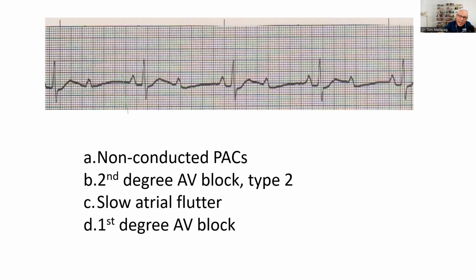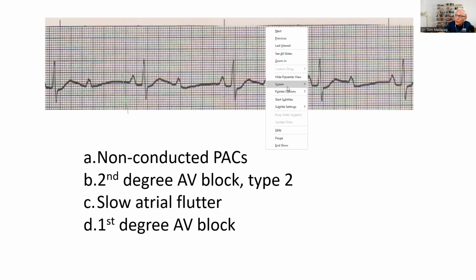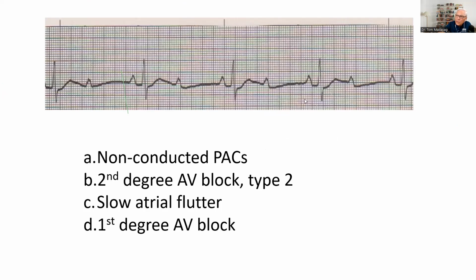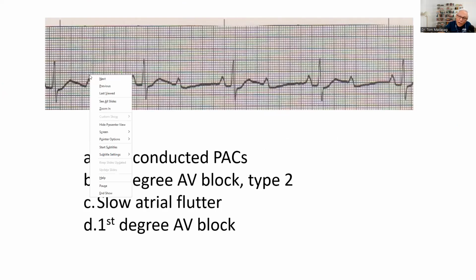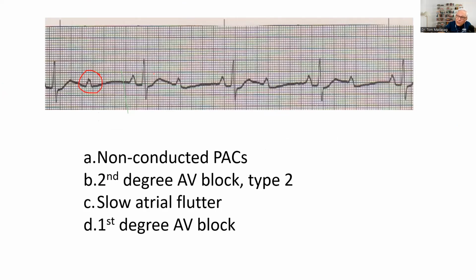Okay, so let's analyze. When we look at this ECG strip, one concern that we have is that there are P waves without QRS complexes. So right over here is going to be one, right? There's going to be this one as well. And it looks like there are many P waves without a QRS complex. So when we have a P wave without a QRS complex, we always know that there is an AV block.